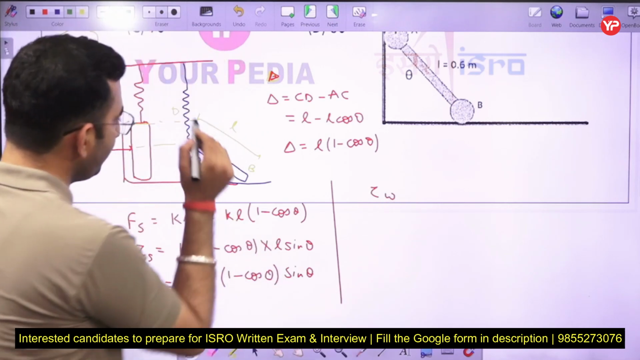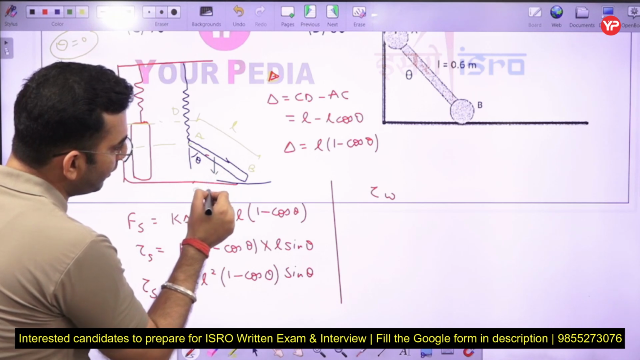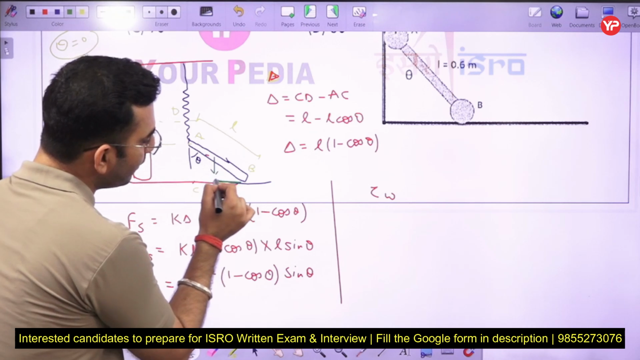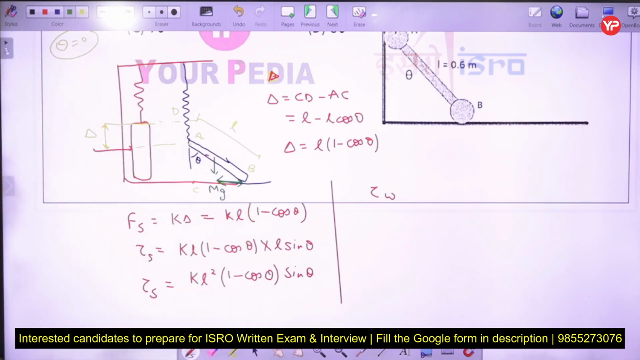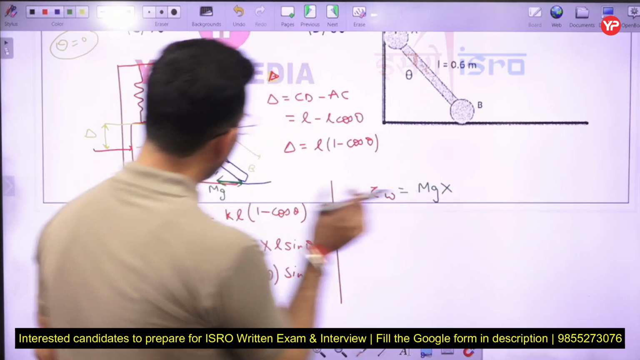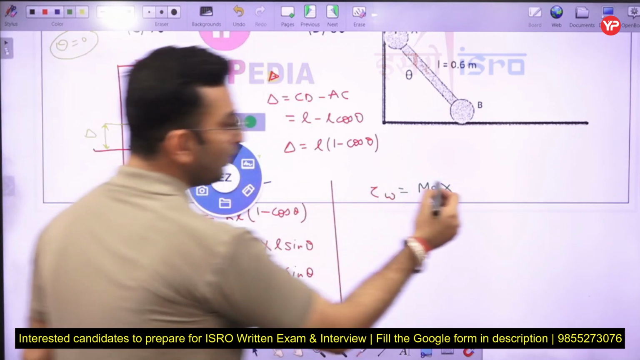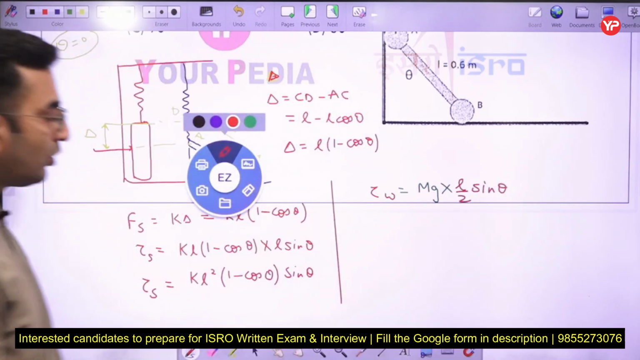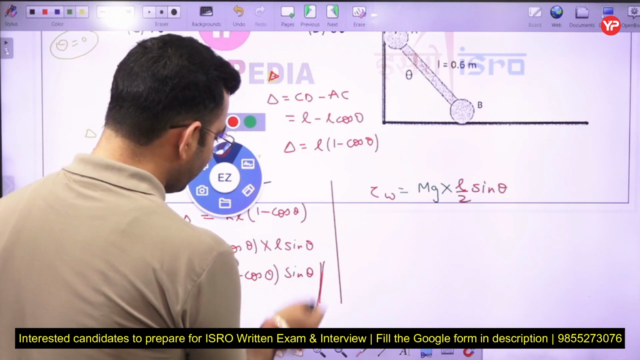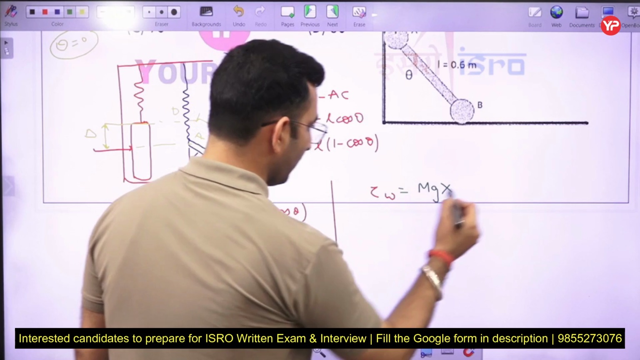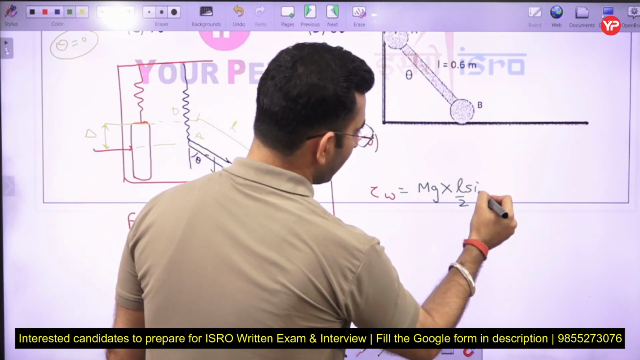So now in this case you can see the weight mg is acting here, and it is acting through this distance here. So I can directly write tau w is going to be equal to mg multiplied by this distance, that will be L by 2 sin theta here.